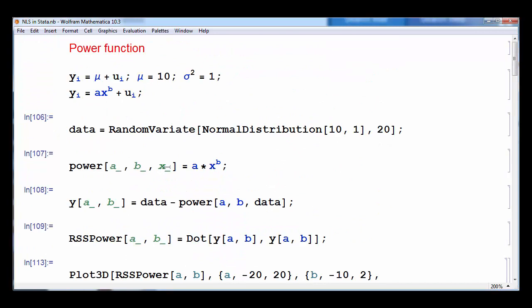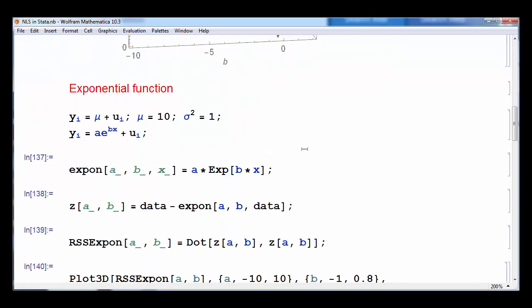By the way, going back to this example, this function, a power function, can be linearized applying logs. So there is an alternative way of estimating the same a and b. I am doing this just for illustrative purposes. The next example, again, is taken from Doherty's book. The model is the same.